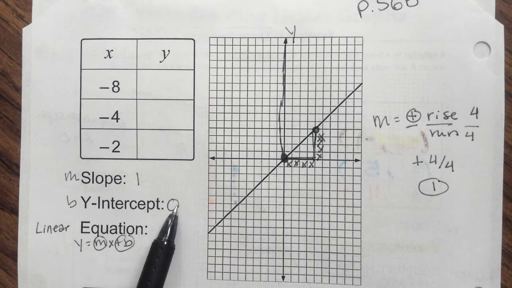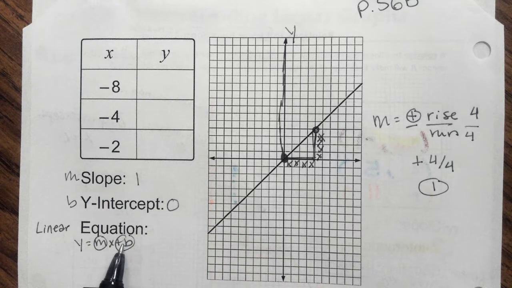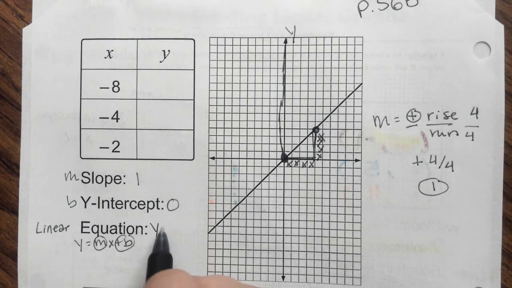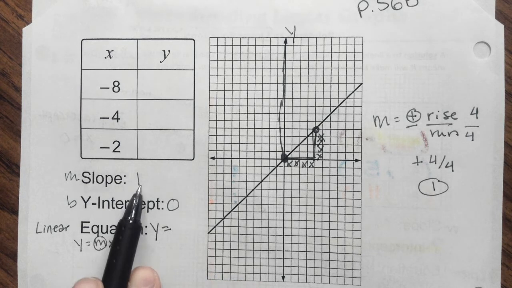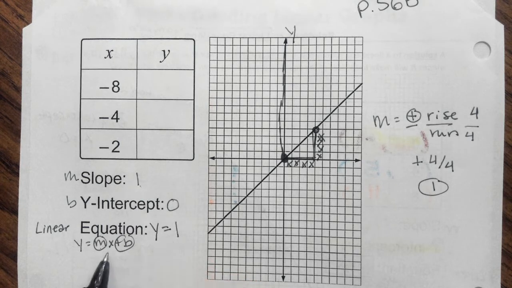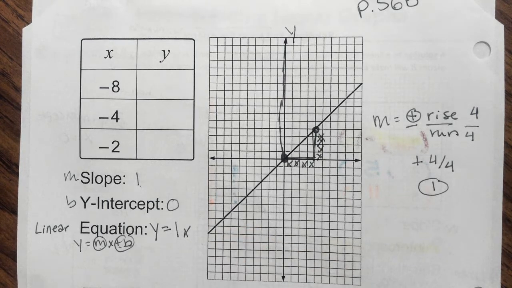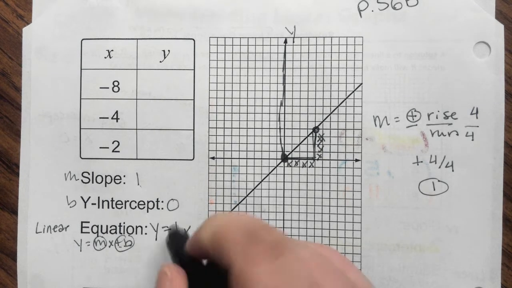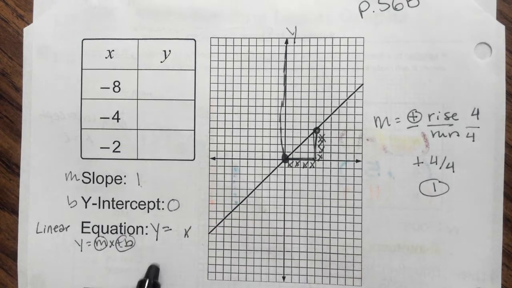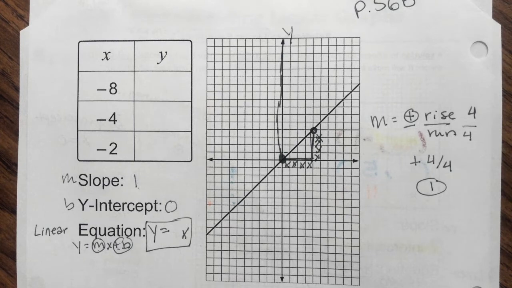Now that I know the slope and I know the y-intercept, I can write the slope-intercept form of the linear equation. So I have y equals, instead of m, we're writing 1x, instead of plus b, we're writing plus 0. I don't really have to write plus 0 because adding 0 doesn't change the value. Likewise, multiplying by 1 doesn't change the value. If I take that 1 away, this still says y equals 1x. So we don't have to write the 1. So the linear equation is y equals x.